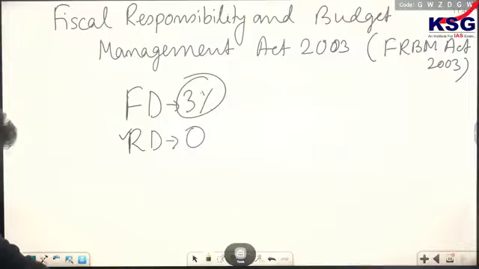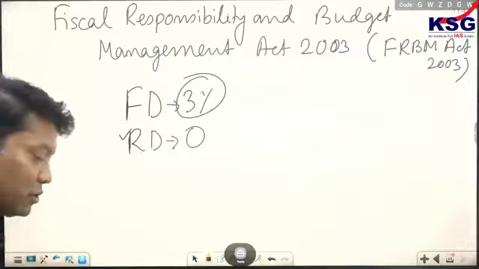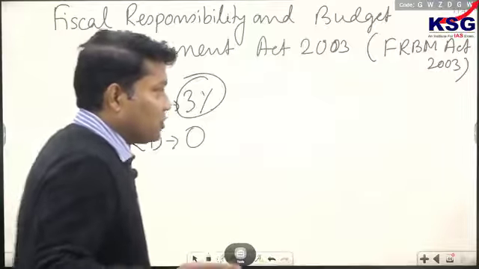Right, salient features of the FRBM Act. First you write, first point, reduction of fiscal deficit to 3% of the GDP by 2008-9.